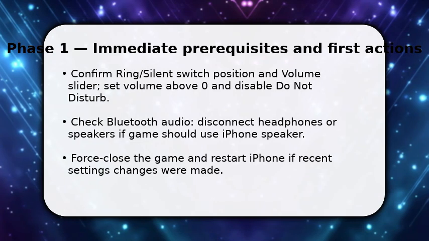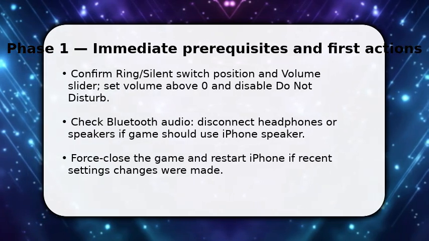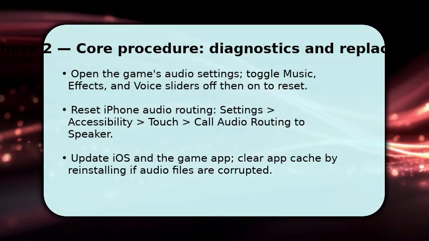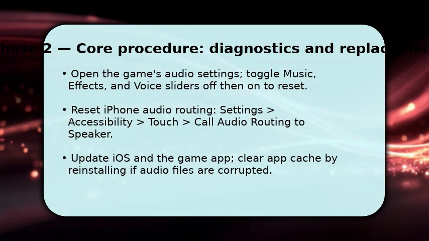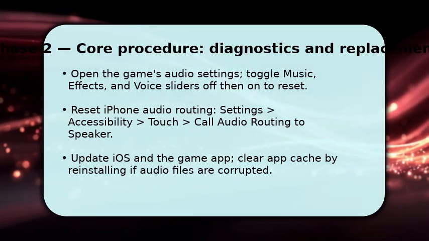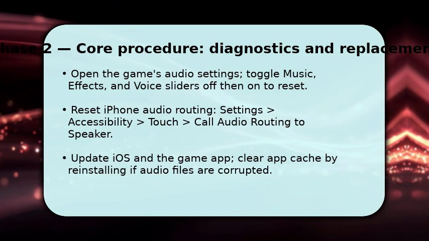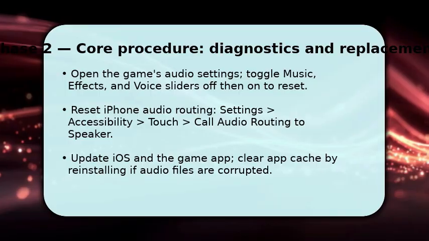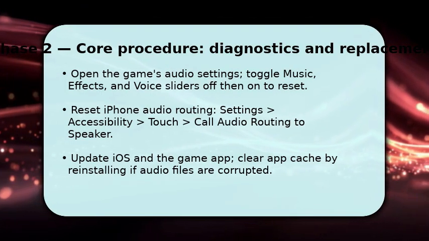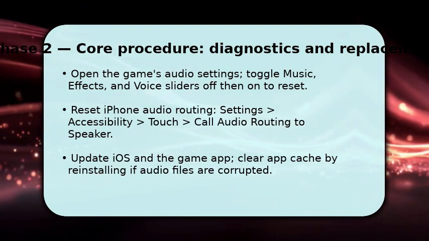Now dive into the app and system settings. Open the game's audio menu and toggle music, effects, and voice off then on. That forces the game to reinitialize its sound channels. Make sure system routing sends audio to speaker. Settings to accessibility to touch, then call audio routing to speaker helps in some titles that reuse audio APIs.